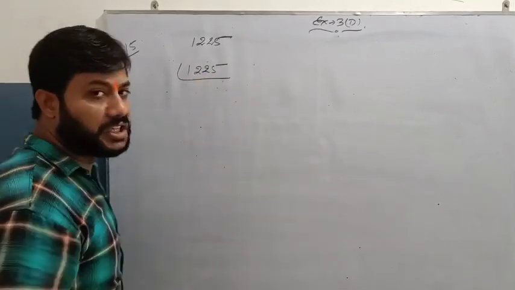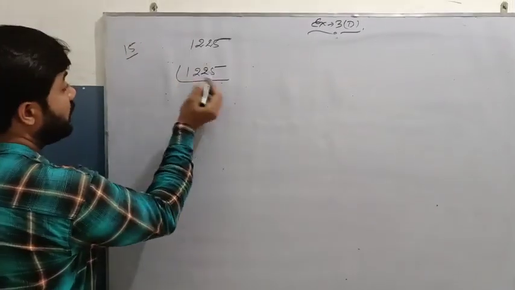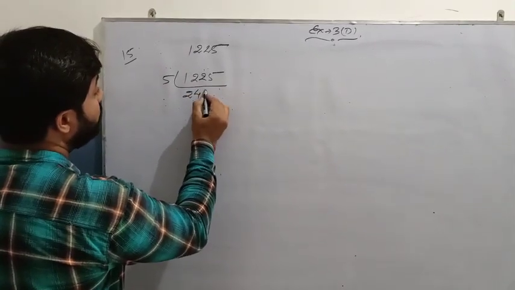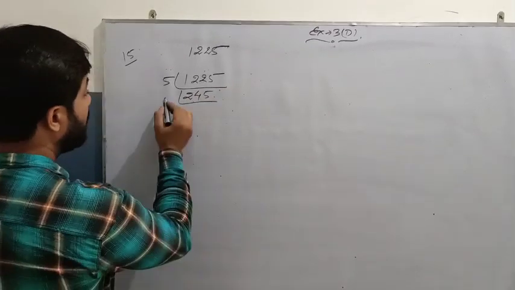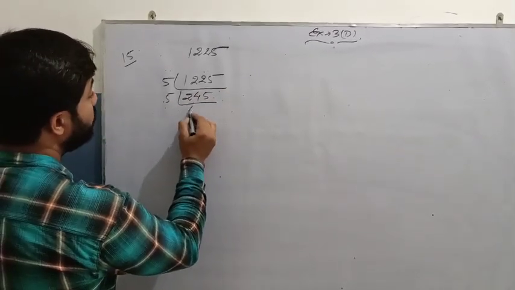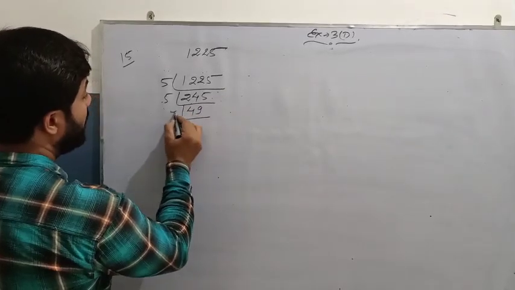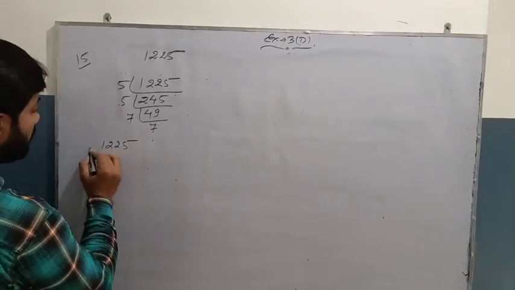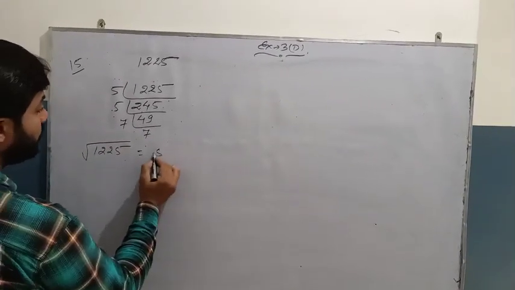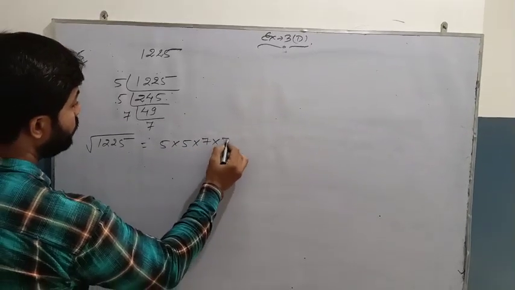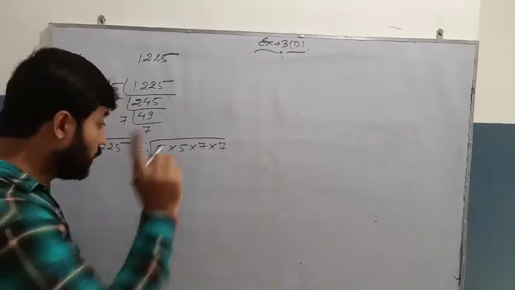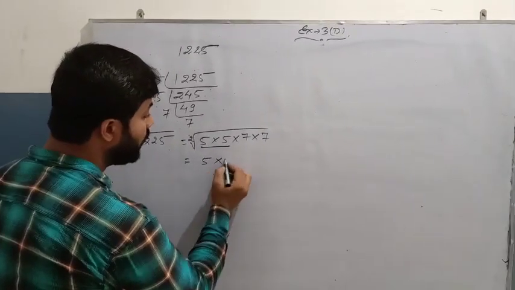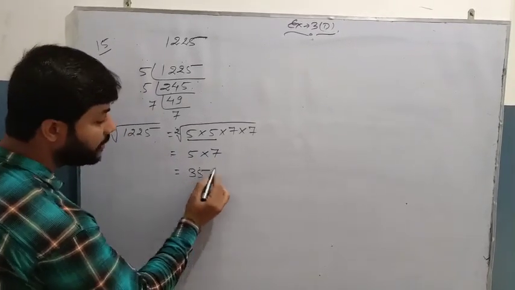1225 is not divisible by 3, but we can divide it by 5. 5 fours are 20, and 5 fives are 25. Again 5, 5 fives are 25, and 7 sevens are 49. Now the square root of 1225 is 5 into 5 and 7 into 7, right? So here we will get its square root. So we will take one 5 and one 7, that is 35.